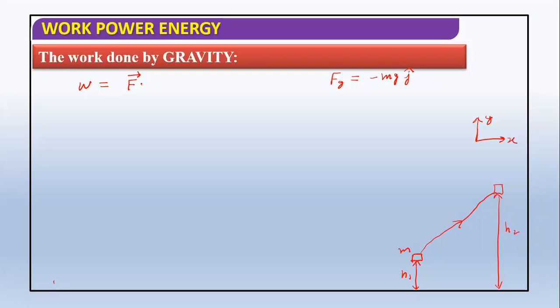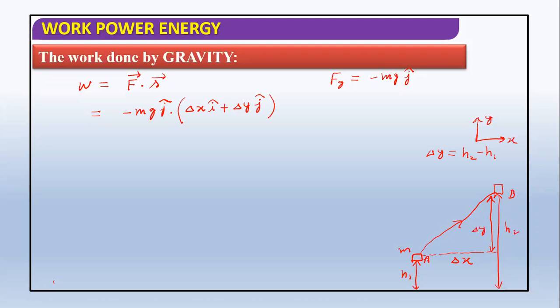So work we can write as force dot displacement. Now, how do we write displacement? Displacement will have two components. Since the object is going from point A to point B, you will have displacement along horizontal, that is delta x, and displacement along vertical, that is delta y, where delta y is h2 minus h1. So F is minus mg j cap, and displacement is delta x i cap plus delta y j cap.